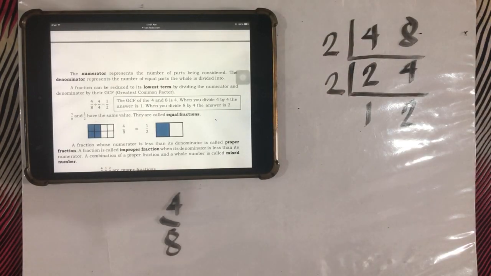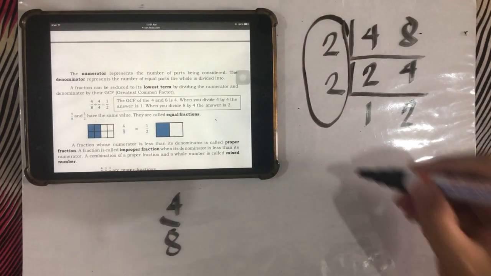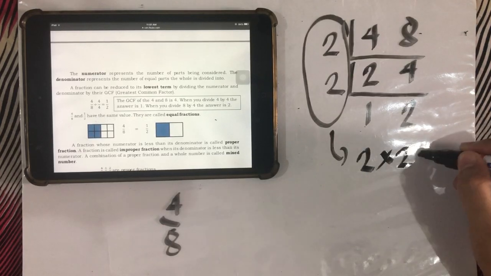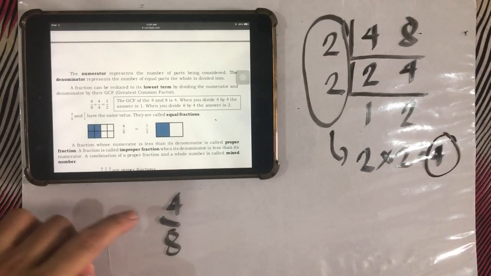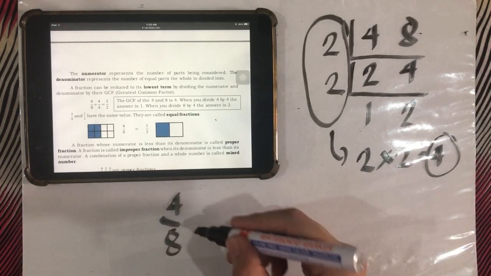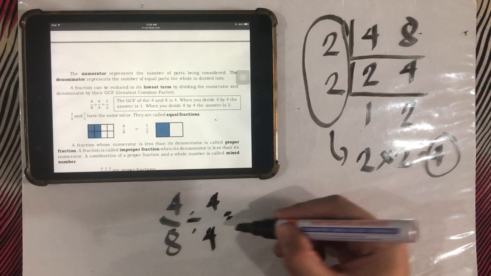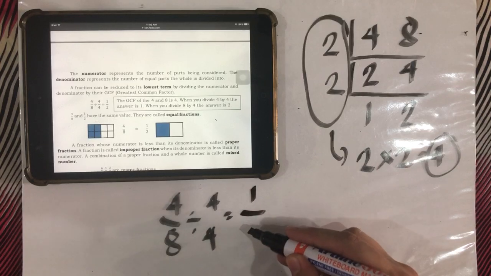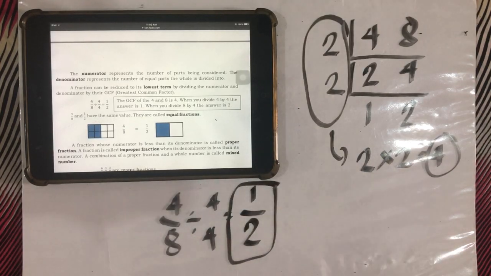Diba? Ngayon, pagkuha ng GCF, remember, ito yung ating kinukuha. We just have to multiply this. So, 2 times 2 equals 4. Ibig sabihin, the GCF of 4 and 8 is 4. So, divide lang natin yan by 4. Divide that, 4 divided by 4, you have 1. 8 divided by 4, you have 2. Therefore, the lowest term of 4/8 is 1/2.